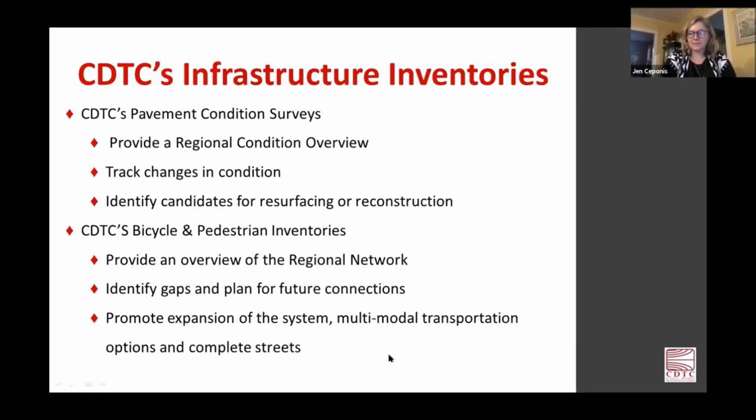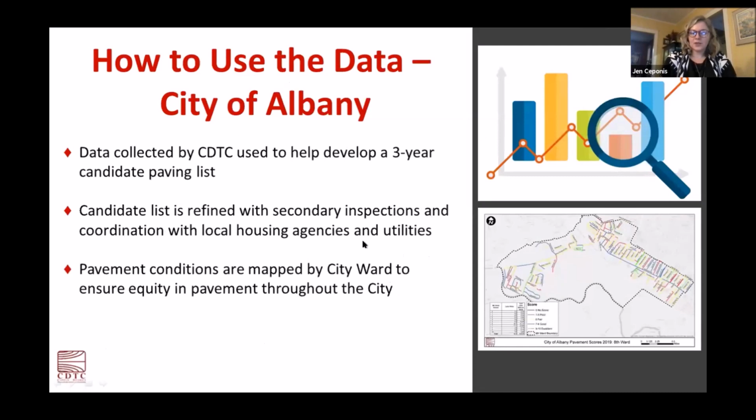Thanks, Teresa. So Jacob's going to do just a brief overview of additional ways that local governments use the data, and then we're going to have Tina Carton from the City of Saratoga Springs talk about how the city has been using CDTC data to move projects forward and pursue funding. Thanks, Jen.